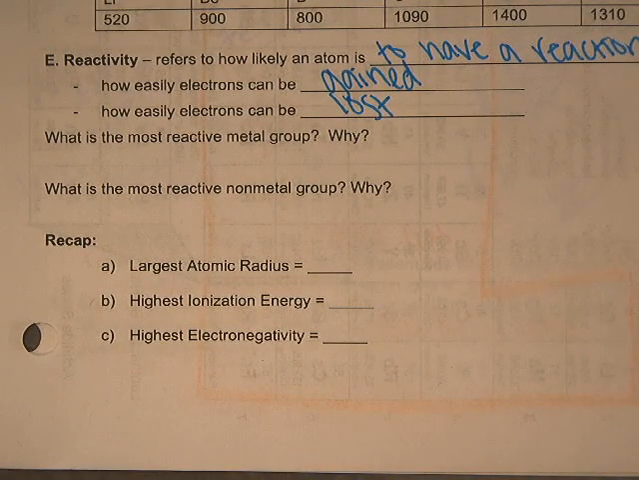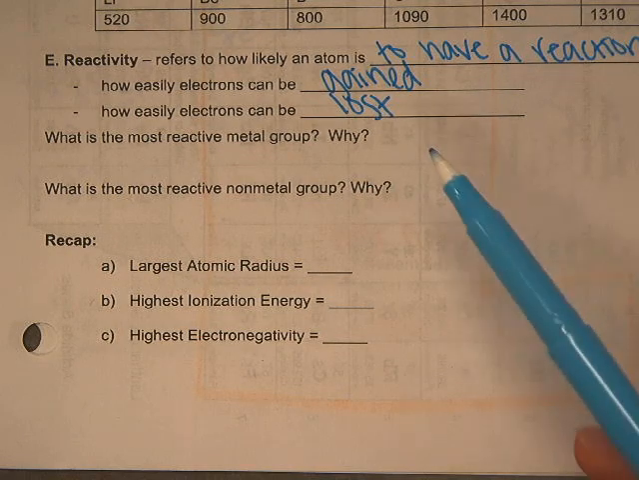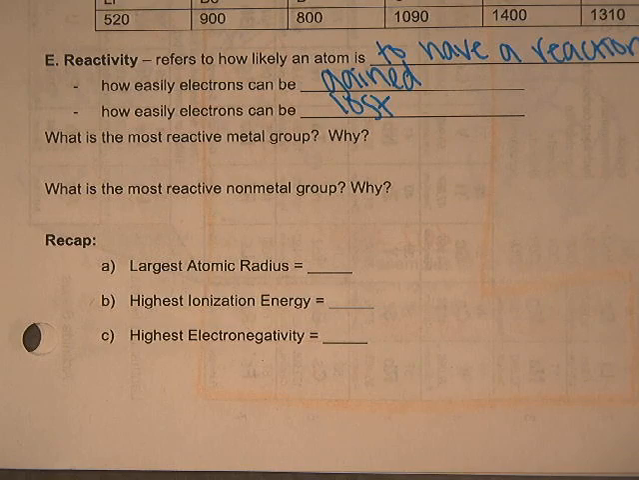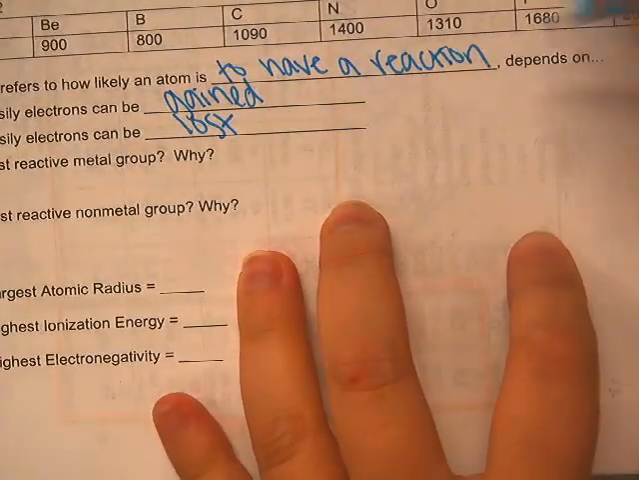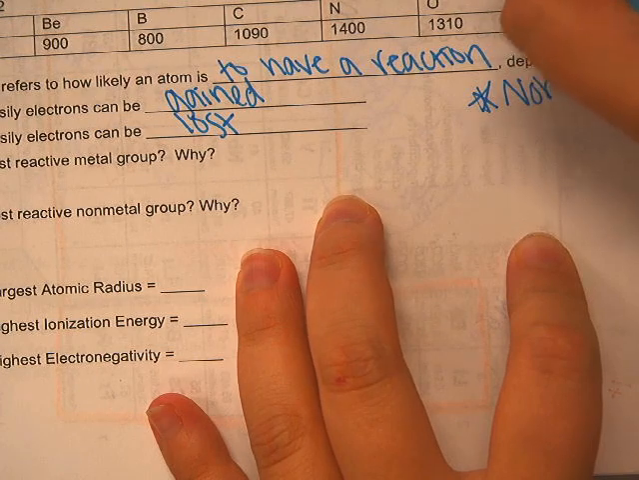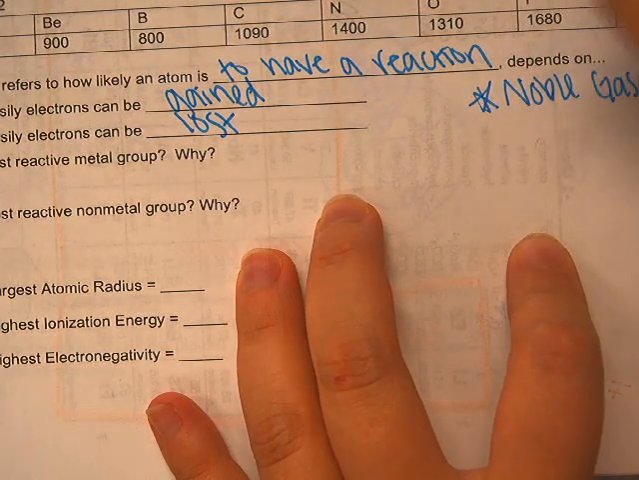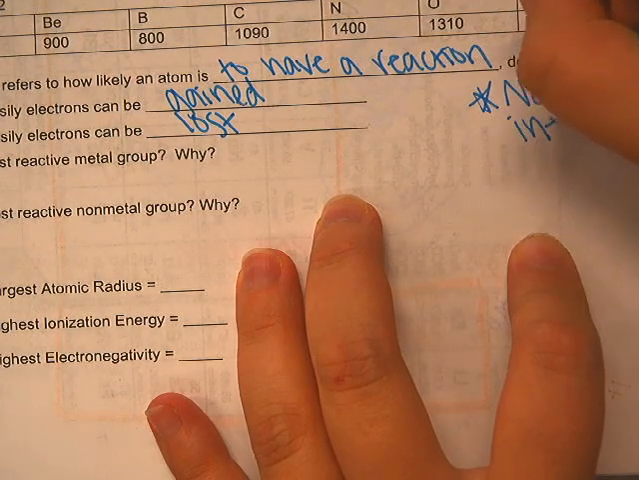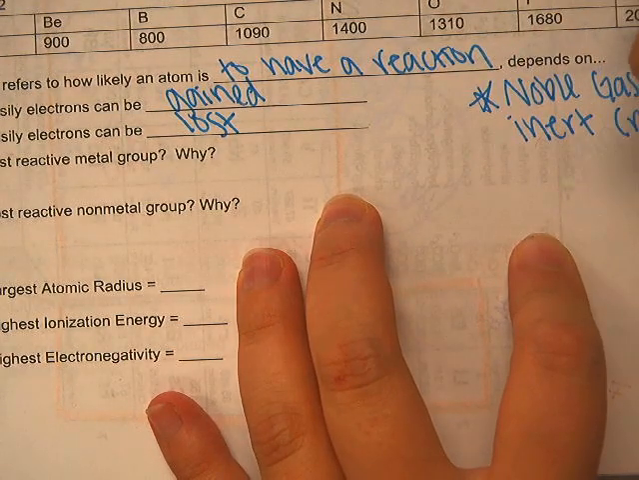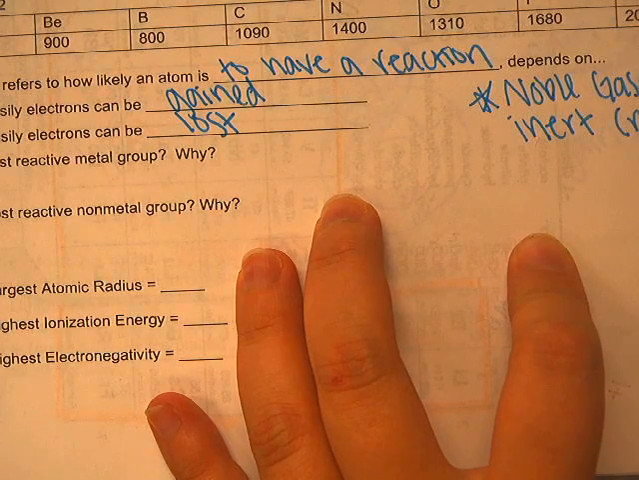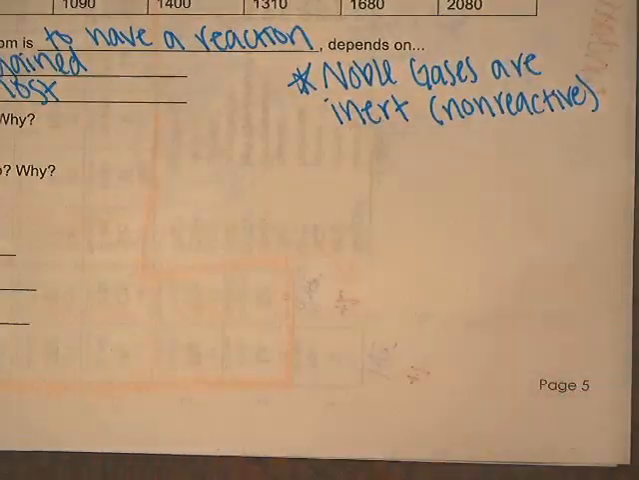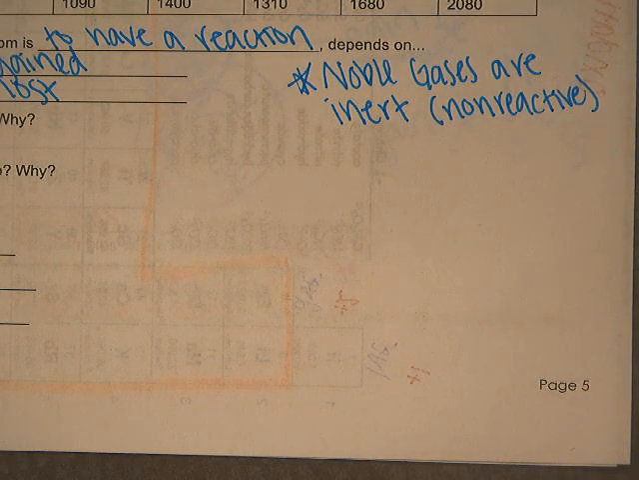If something is a noble gas that already has a full valence shell, it is already stable, it is non-reactive. It's not trying to gain or lose electrons. So our noble gases are referred to as inert. I'm going to write that over on the side. So noble gases are inert, which means non-reactive, because they're not trying to gain or lose electrons. It's gaining and losing electrons that makes things reactive.